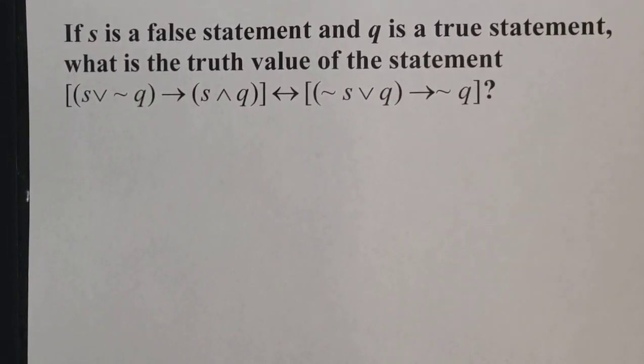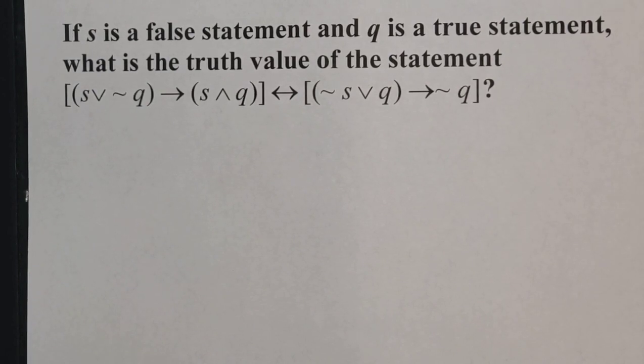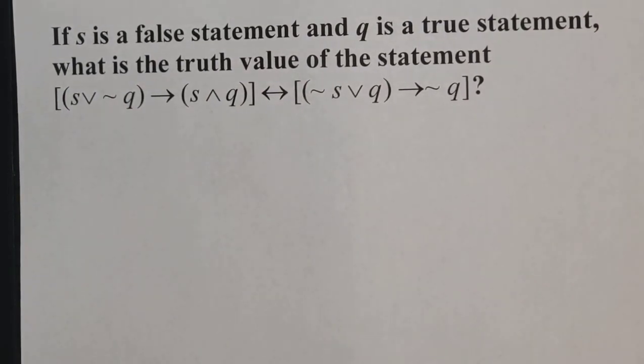So, we're going to start off with a somewhat strange problem here, but it seems to work out pretty well. We're told that S is false and Q is true, and what's the truth value of this statement here? One thing we could do, just like what we've done before, when we have a statement like this, we can create a truth table. It's very possible for us to generate a truth table for this entire thing.